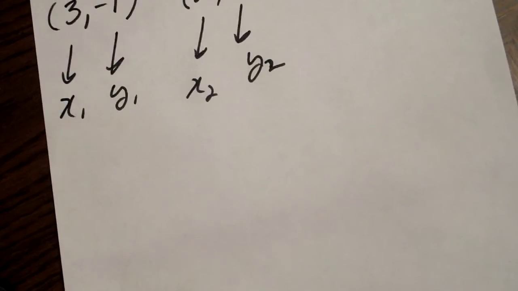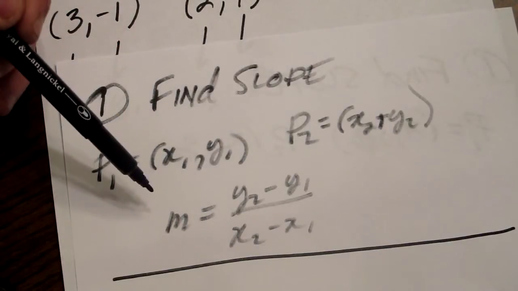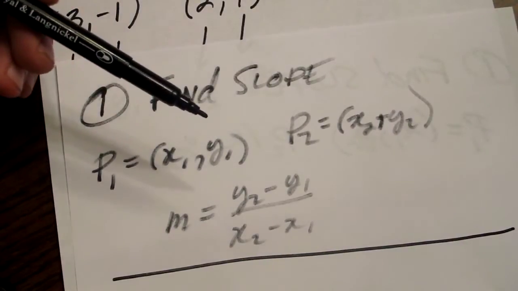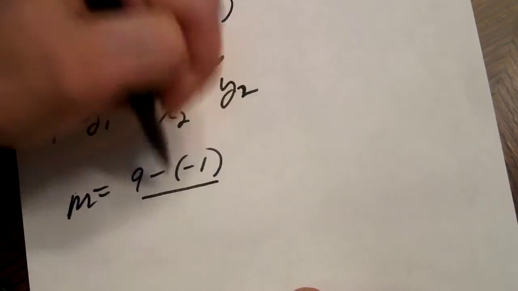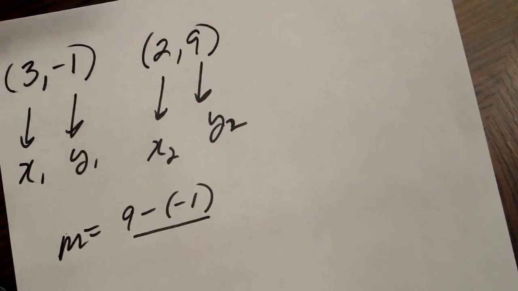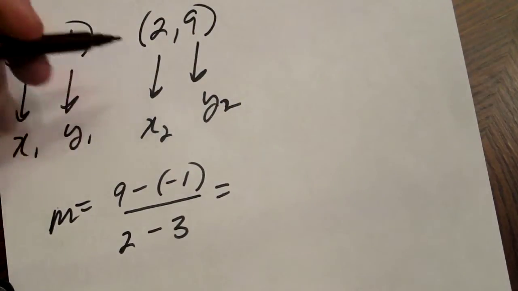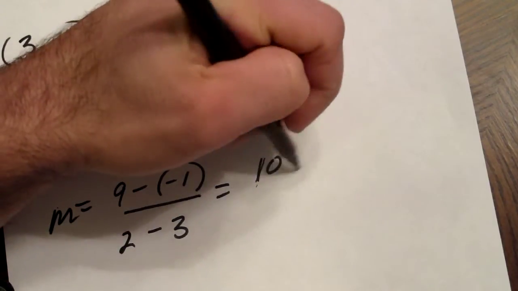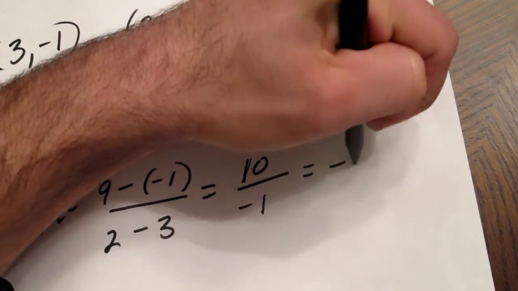So remember in the first step here, the slope is just y2 minus y1 over x2 minus x1. So we have 9 minus minus 1, and then x2 is 2 minus 3. So we have 9 minus a minus 1, so that's 9 plus 1. And then 2 minus 3, which is minus 1. So this is equal to minus 10. So that's our slope. So that's the first step.